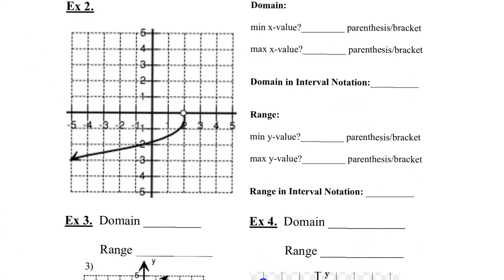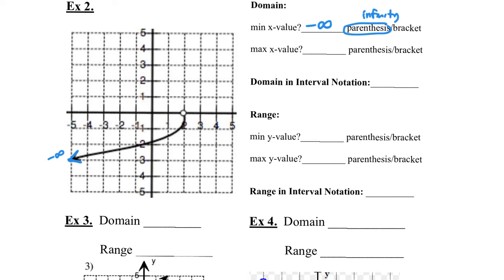Okay, let's look at example 2. Okay, this is continuous because it's connected. It's not a bunch of little dots. Okay, remember domain is the x values. The x-axis goes from left to right. So I want the furthest left point to the furthest right point of the graph. Okay, on the graph, the furthest left point is way over here, but actually this is an arrow. Okay, if I'm going left forever, I'm going towards negative infinity. So the minimum x value is actually negative infinity. Because this is infinity, I automatically know this is going to be a parenthesis.